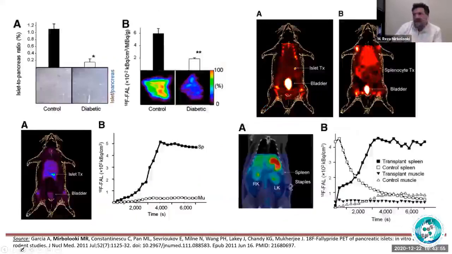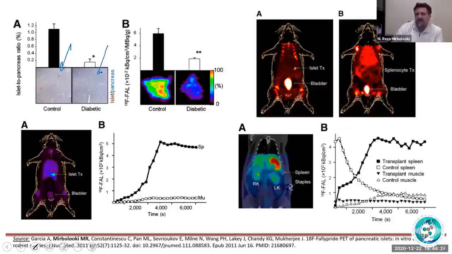Then we thought, okay, what happens if we make our animals become diabetic? So we used streptozocin and induced diabetes in these animals. Here you can see the immunostaining for the pancreatic tissue of the animals, where you can see all these pancreatic islets in brown. After diabetes, all these pancreatic islets are gone.